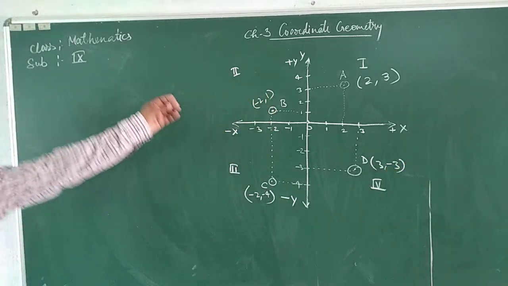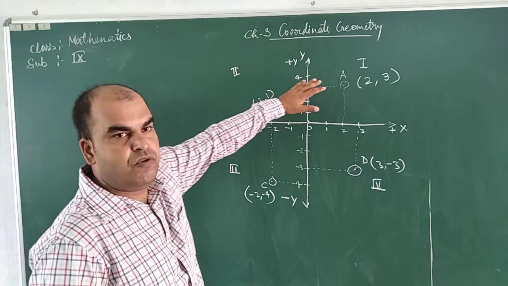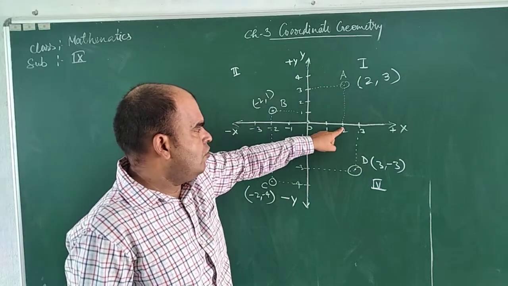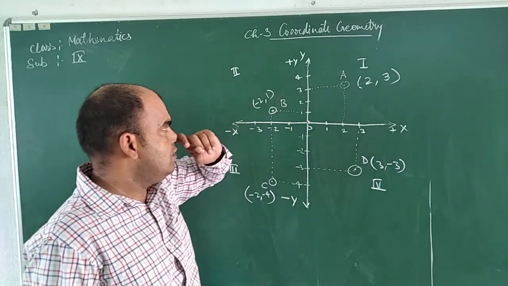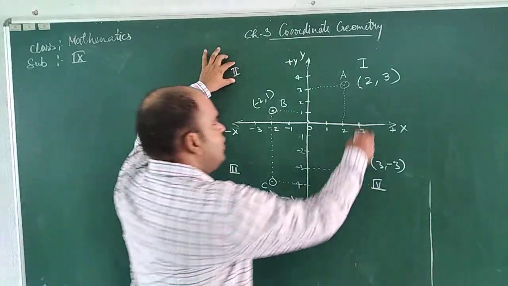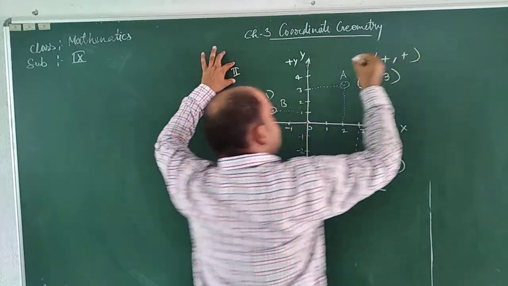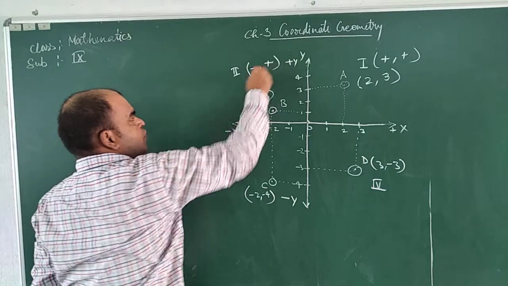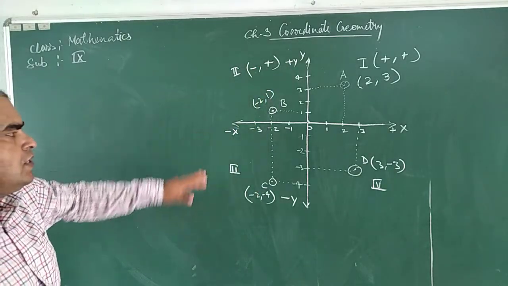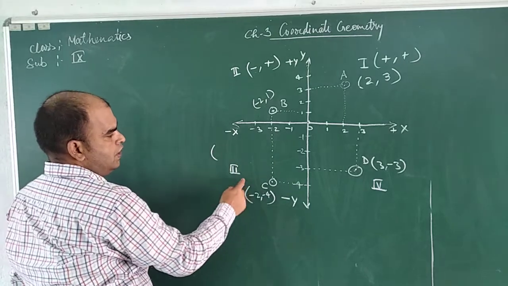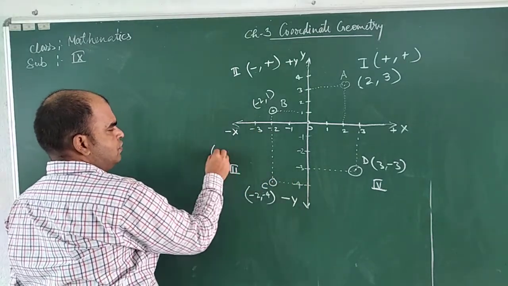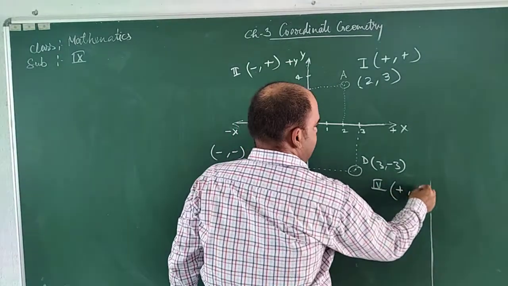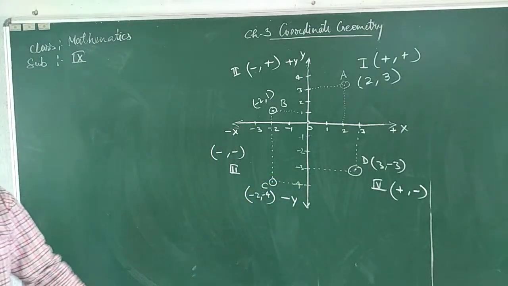In this way you can understand the signs of the quadrants also. The sign for the first quadrant is plus, plus, because the x coordinate is 2 and the y coordinate is 3. In the second quadrant, x is minus and y is positive, so the sign is minus, plus. Similarly, for the third quadrant, x is minus 2 and y is minus 4, so minus comma minus. And the fourth quadrant is plus comma minus, meaning the x coordinate is positive and y is negative.